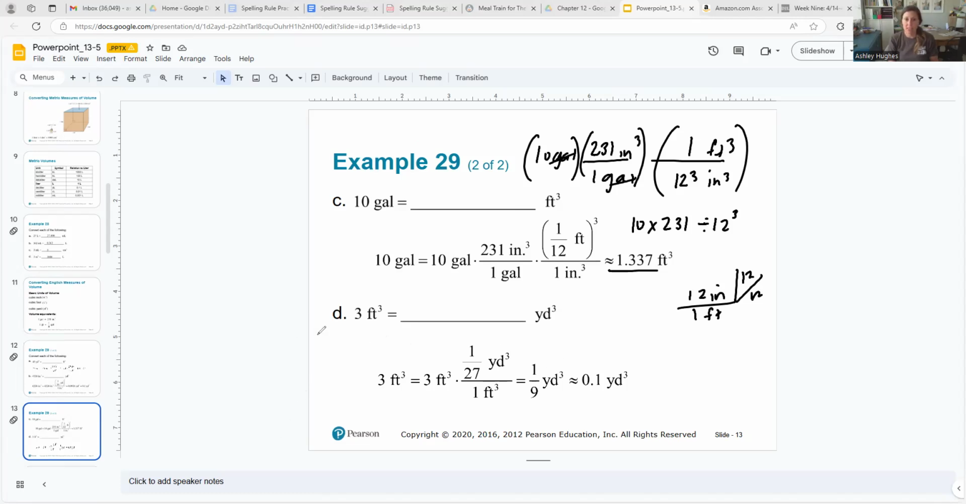So an idea here: 3 feet cubed in 1 yard cubed. In each yard there's 3 feet, so this needs to be 3 cubed feet. So one of these 3's would cancel with one of those 3's, and so you're going to have 3 squared on the bottom, which is giving you that 1.